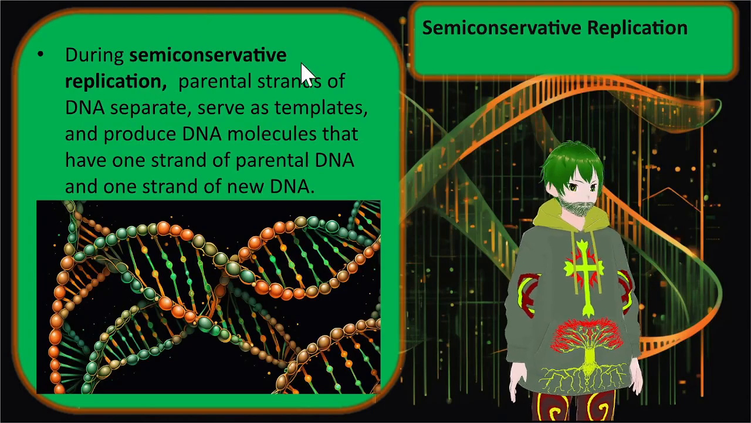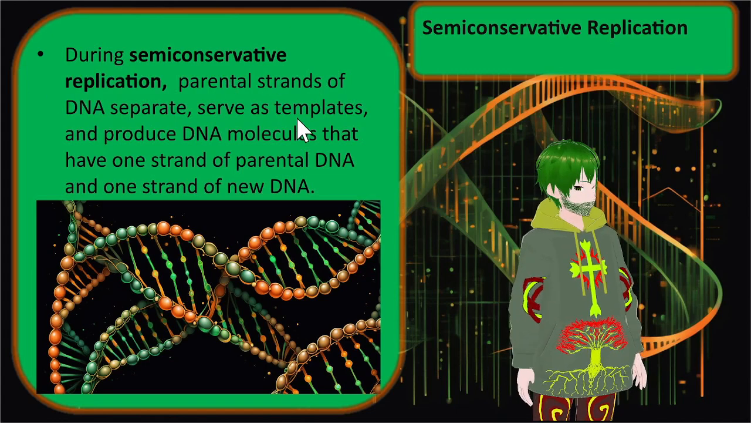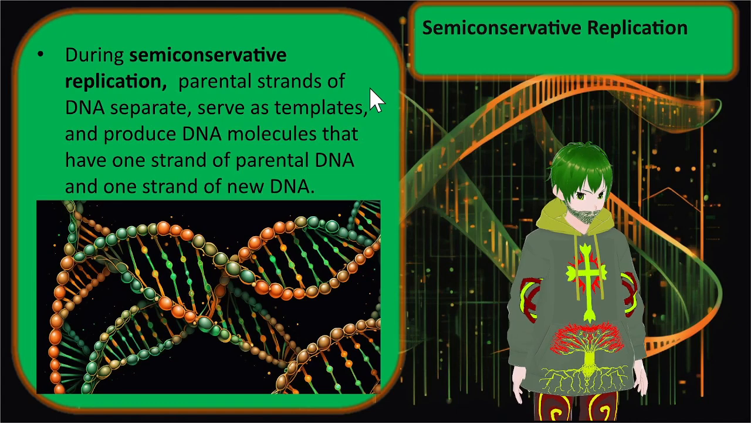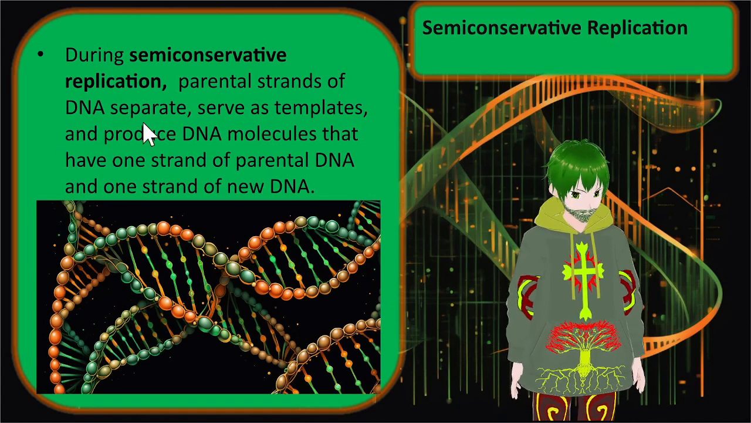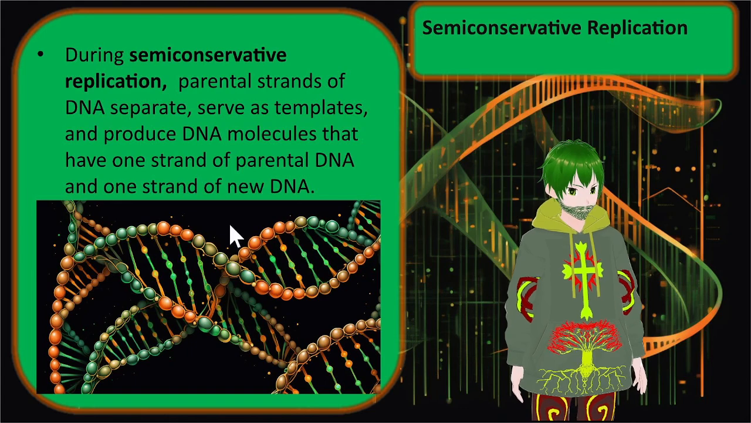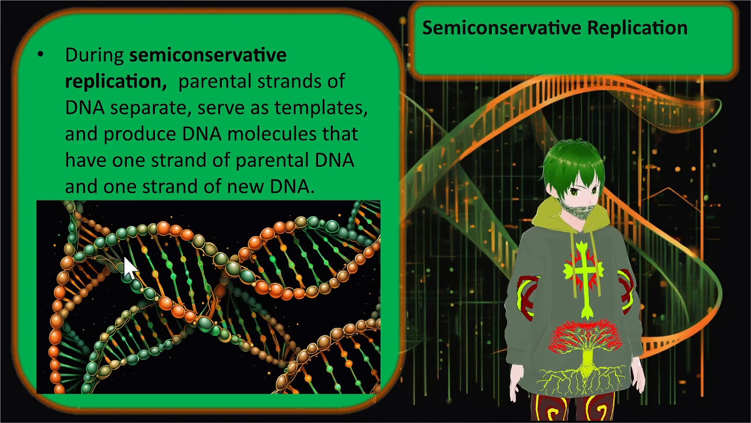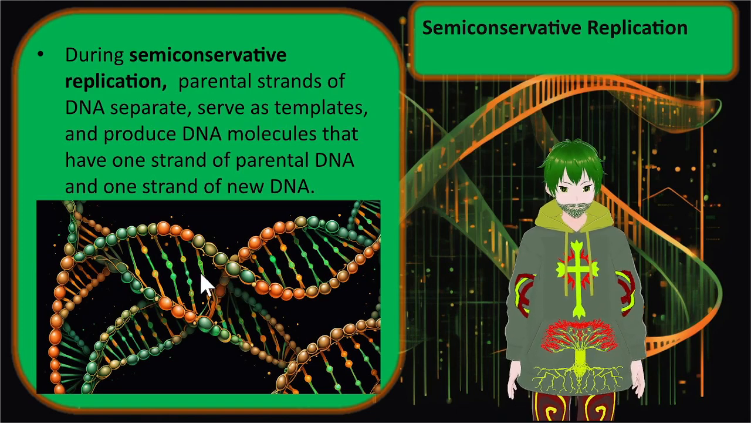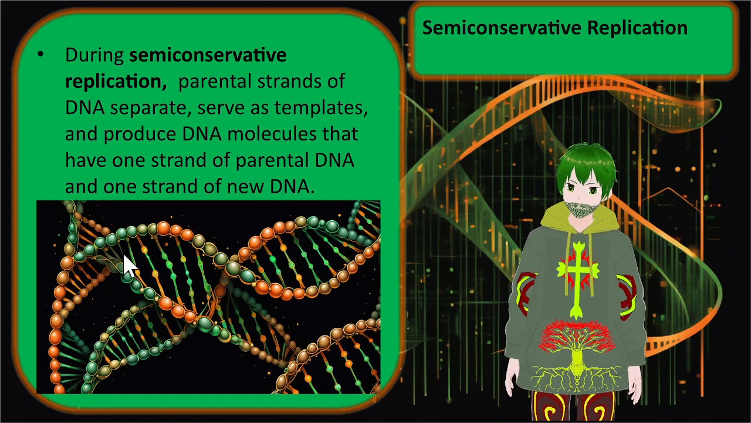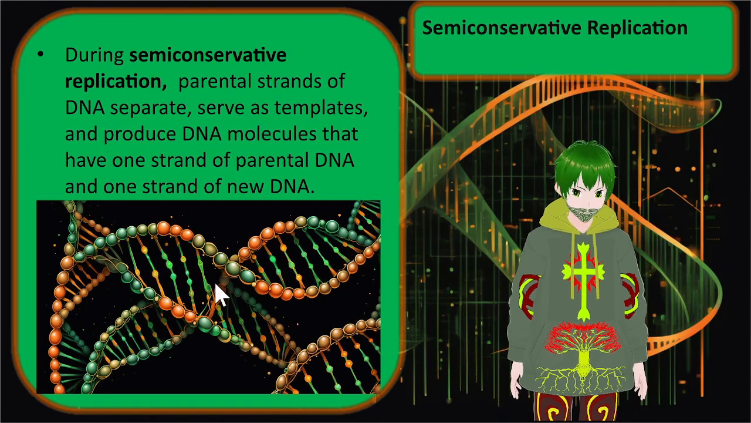So during semi-conservative replication, your parental strands of DNA are separated apart by a protein called DNA helicase. You have a DNA molecule, and in the middle, you have your nitrogenous bases. They're hydrogen bonded, and there's a protein that comes along and unwinds the DNA and then pushes it apart.